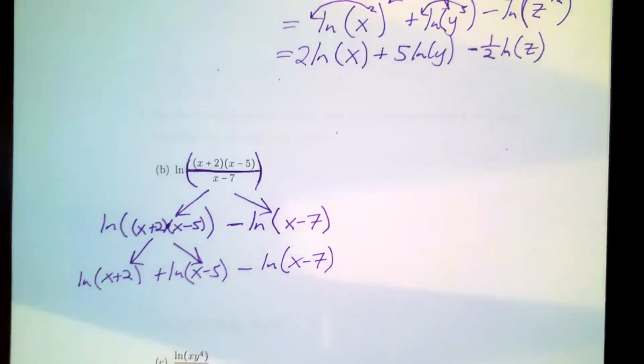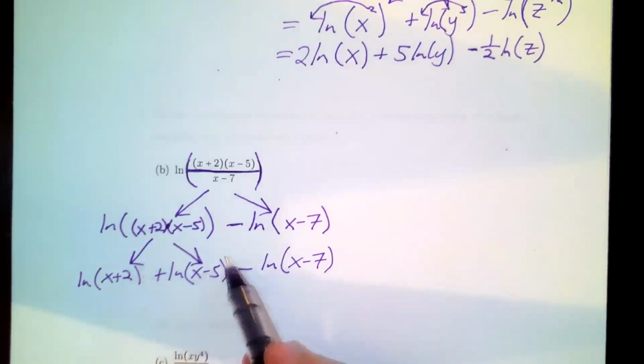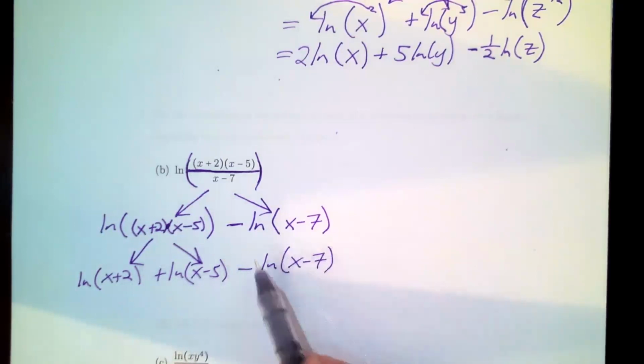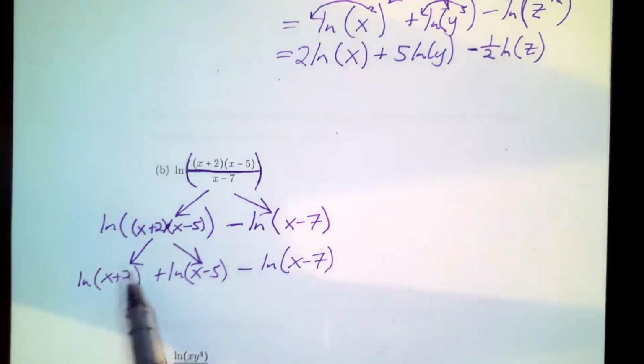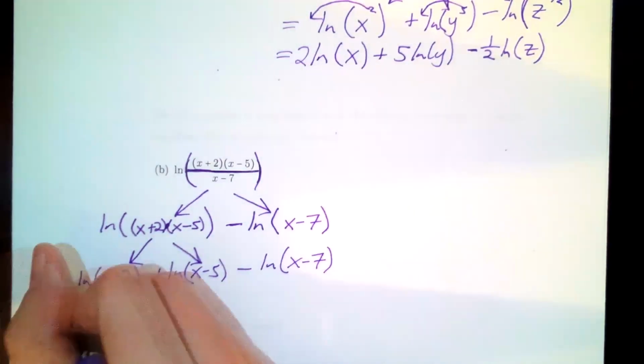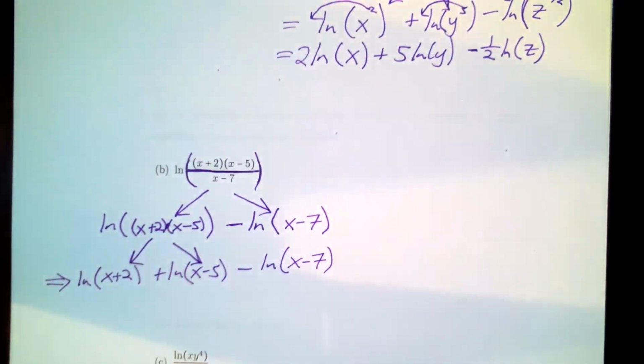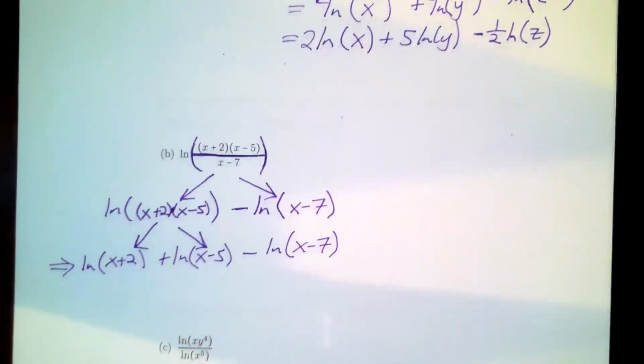So this is as far as my logs will split. It's as far as I can go. And then my last question is, do I have any powers on the outside of these that I can bring down? And no, we do not. There's no powers on the outside of those parentheses to bring down. So there's no coefficients on the outside. We are done here. That's my fully expanded logarithmic expression.